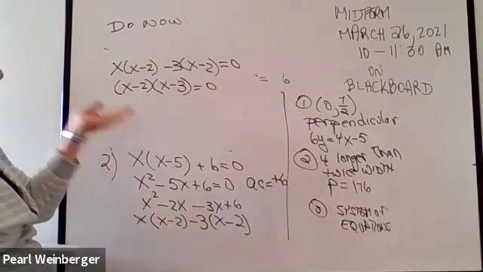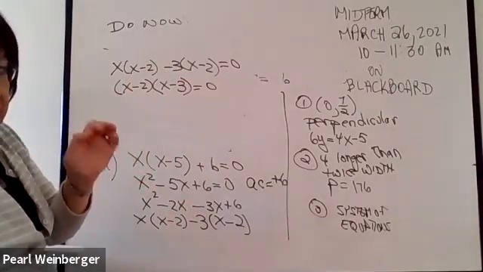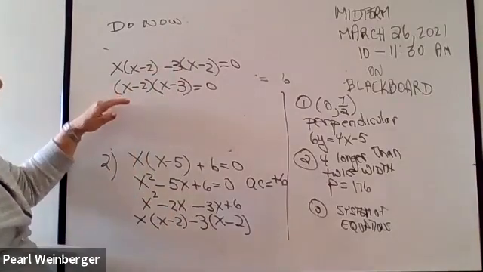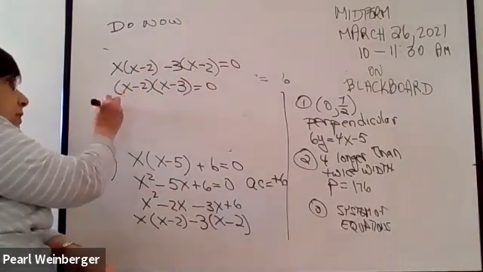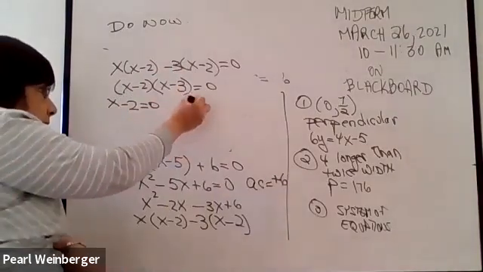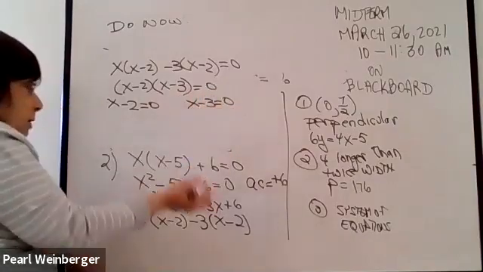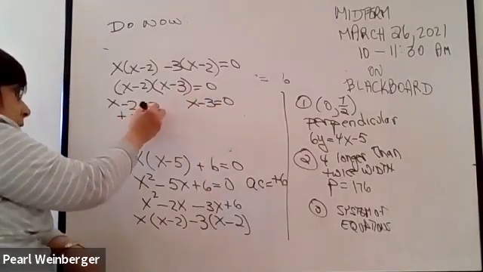And since I want to solve this, since this is a quadratic equation, it was not just a factoring, it said solve. I have to go further. I have to set each of these equal to 0. X minus 2 equal to 0 will give me one answer. X minus 3 equal to 0 will give me my other answer.